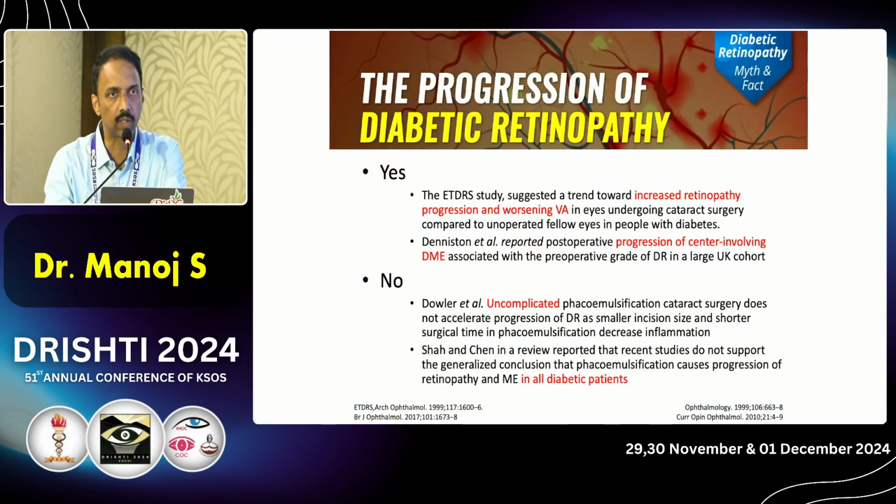So the question is, does cataract surgery lead to progression of diabetic retinopathy? The answer is both yes and no, because earlier the ETDRS study showed that there was an increasing trend towards increasing retinopathy progression and worsening visual acuity. And also, large studies have shown that there is a progression of central involving macular edema following cataract surgery. But recent reports have said that if the cataract surgery is uncomplicated, then there's no significant progression of diabetic retinopathy, and that the generalized conclusion that phacoemulsification causes progression of retinopathy is not true.